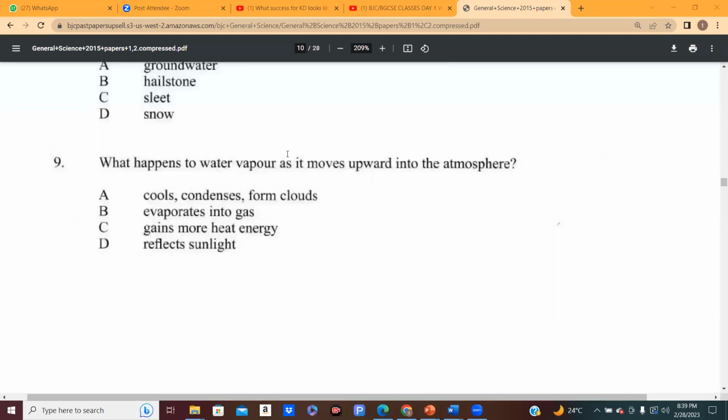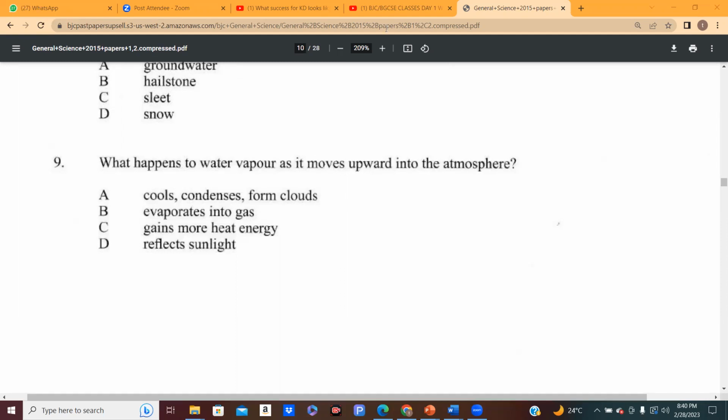Number 9, Jennifer. What happens to water vapor as it moves upward into the atmosphere? Is it A, it cools and condenses to form clouds, B, evaporates into gas, C, gains more heat energy, or D, reflects sunlight? C. No, that's incorrect. Try again. A. A, very good.